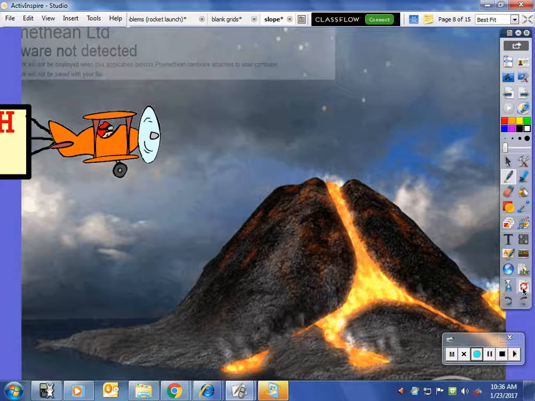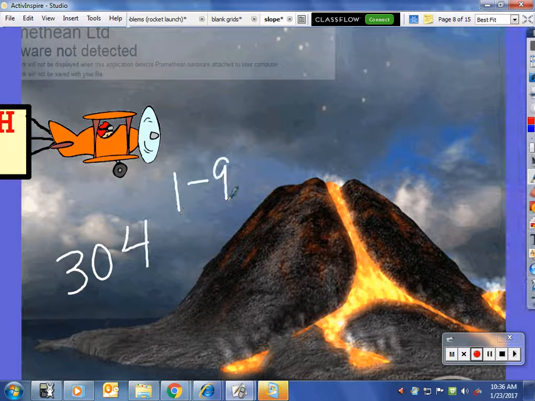Alright, your homework is page 304, 1 to 9. You got to find the slope and you've got to give me a description of the line based on the slope.